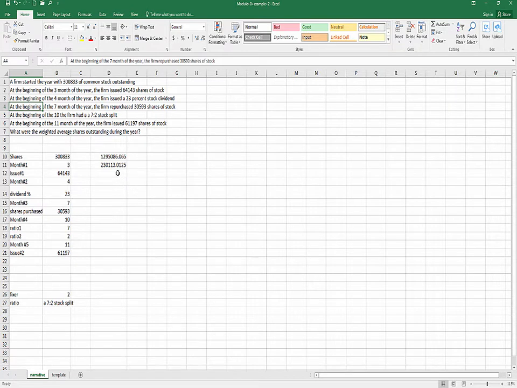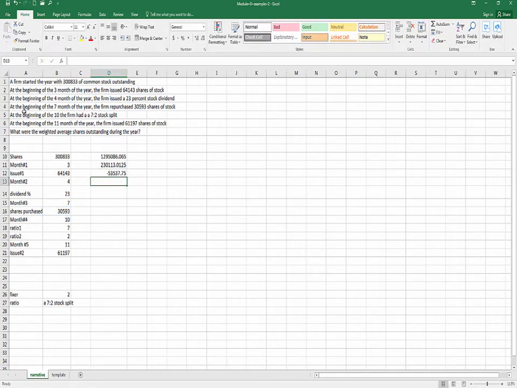At the beginning of the 7th month, so exactly halfway through the year, the firm repurchases $30,593. So minus $30,593. Again, we need to restate that to reflect subsequent stock dividends or stock splits. There are no subsequent stock dividends, but there still is that subsequent 7-for-2 stock split. Then we say, okay, that's 30,000 shares taken out of circulation, and they're going to be out of circulation for July through December, or 6/12ths.